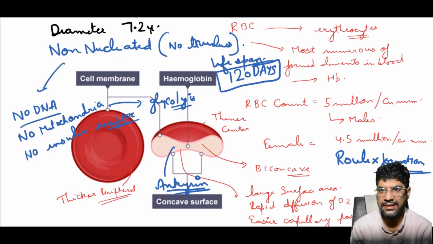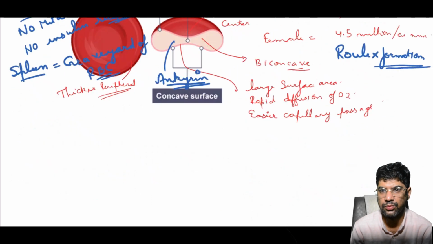As RBC age, their cell membrane becomes more fragile, especially when they try to squeeze through the small capillaries. So remember, the spleen is known as the graveyard of RBC, where the most senile RBC are destroyed. That is because the diameter of splenic capillaries is very small, making it harder for older, more fragile RBC to pass through.